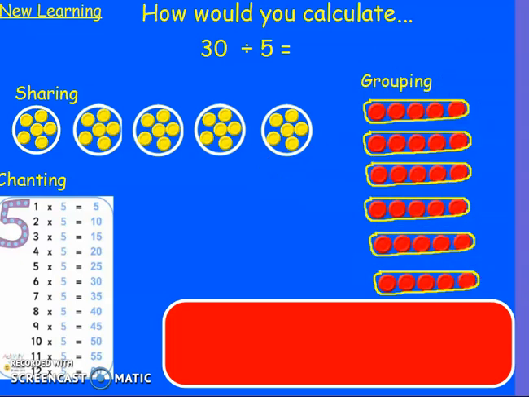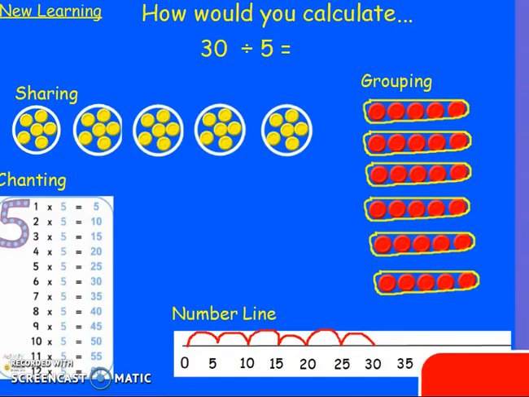You might decide to do the grouping method that we looked at yesterday, where you draw all your counters and you group them by drawing rings around them to get the answer. Or you might prefer to do your divides on a number line, so writing your multiples of 5 and drawing the jumps until you get to 30. All the answers using all these strategies will be the same if they're done correctly. 30 divided by 5 equals 6.